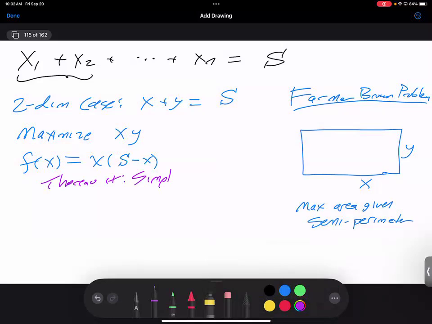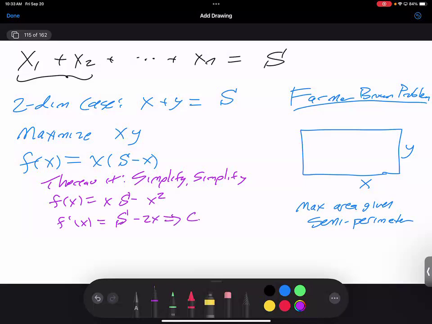Simplify, simplify. Which could, of course, be simplified to simplify, but then it doesn't have the same impact. So if we expand this out, you get f of x is x times s minus x squared. And now rather than using the product rule, I can just use the sum rule, which is a little bit easier. So we get s minus 2x. Therefore, the critical point is x equals s over 2.